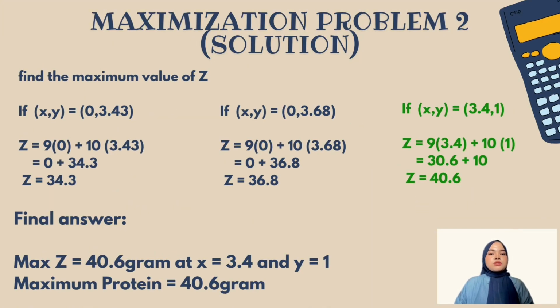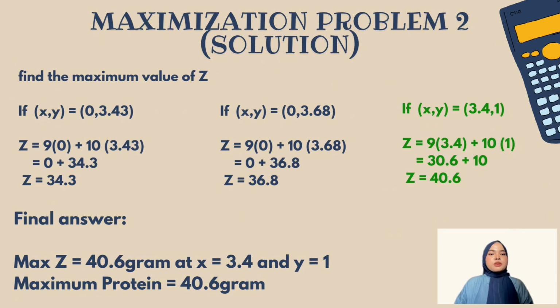For the next step, we choose point y equal to 3.43 and y equal to 3.68 because that is the exact intercept from constraint equation when x equal to 0 into each equation. And we do not use value 4.8 and 4.67 because it is not on the constraint line and does not satisfy the equation, so it is not a feasible point.